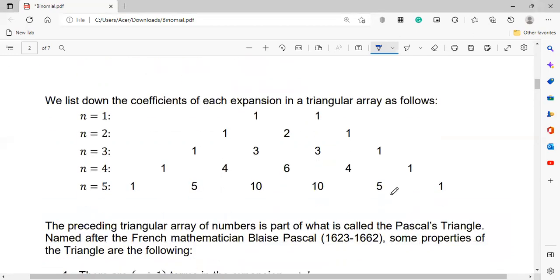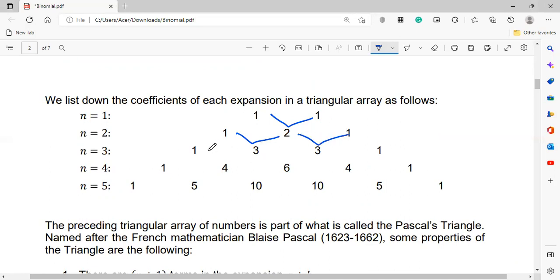So here, kapag nakita natin ang diagram here, we see that kapag i-add mo ang mga yan, makukuha yung mga susunod. Okay, 1 plus 2 gives us 3, 2 plus 1 gives us 3. So ang mga ito yung mga numerical coefficients of the succeeding terms. Okay, the preceding triangular array of numbers is part of what we call Pascal's triangle, named after the French mathematician Blaise Pascal, 1623 to 1662.